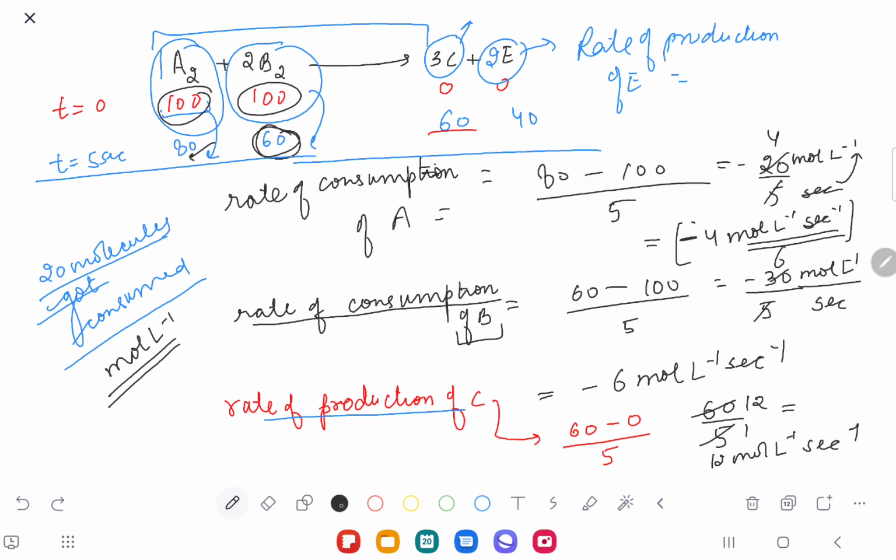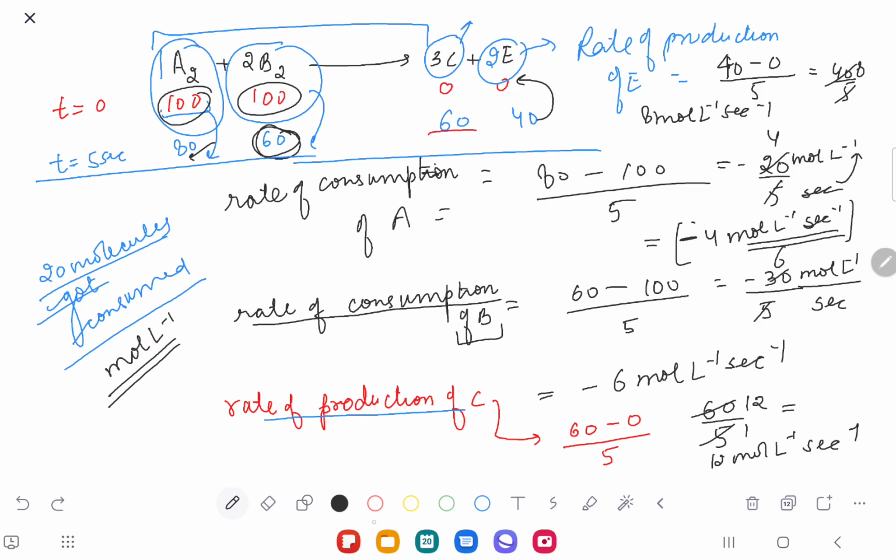So what is that, Shruti? It is final minus initial. So that would be 40 minus 0 over time. Time was again 5 seconds. So it was 40 over 5. It was 8. So again, the value would be 8 moles per liter per second.